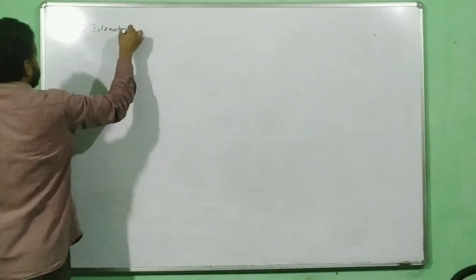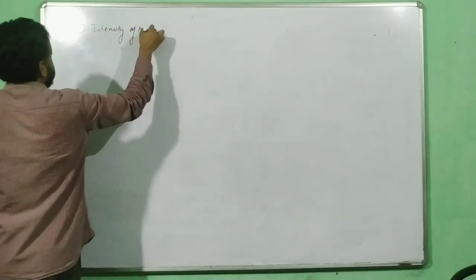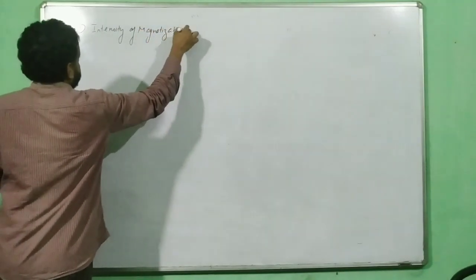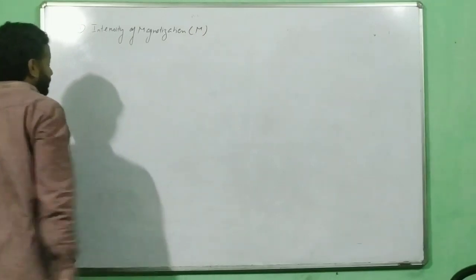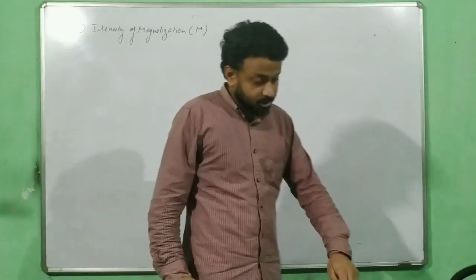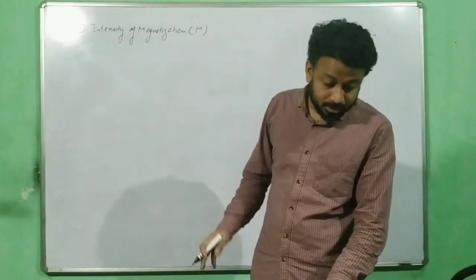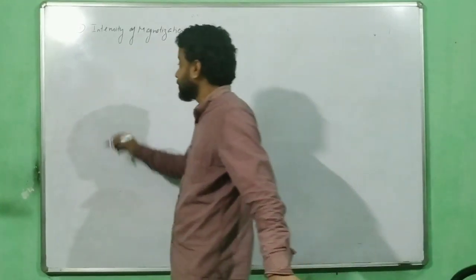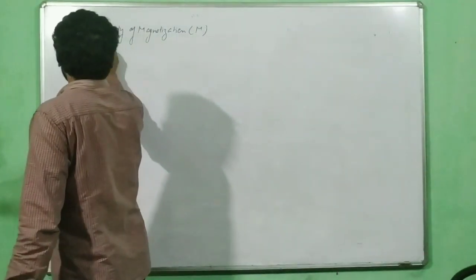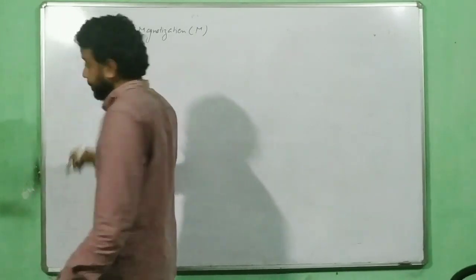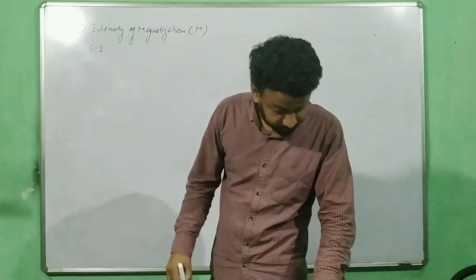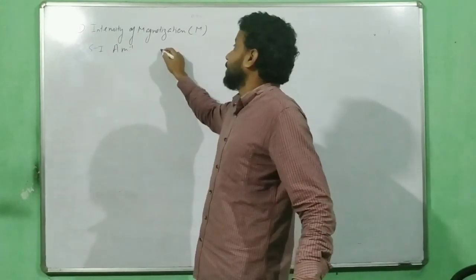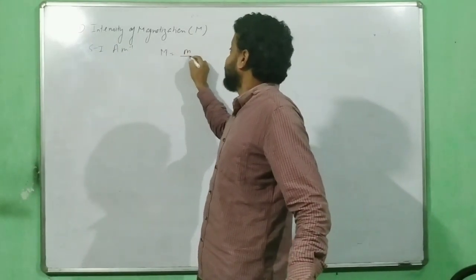Intensity of magnetization is defined as capital M. Okay. Now, what are the things you have to know? You have to know its definition, and you also have to know its SI unit. The first thing is the SI unit. Let me complete this part. The SI unit is ampere meter inverse. Ampere meter inverse. And what does it mean? It means M divided by V.